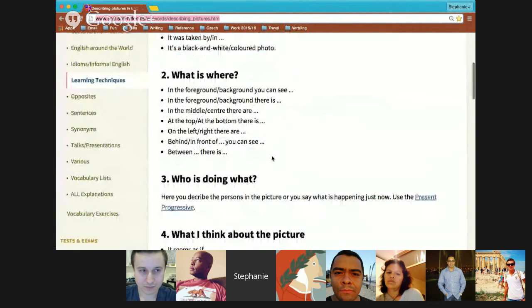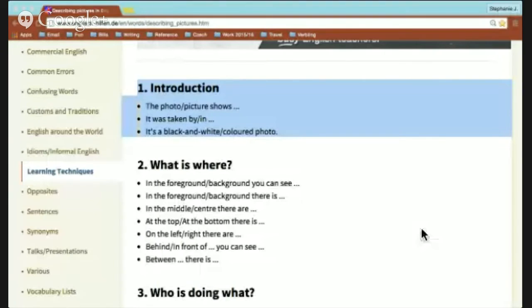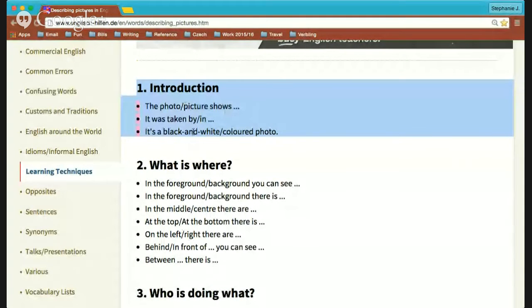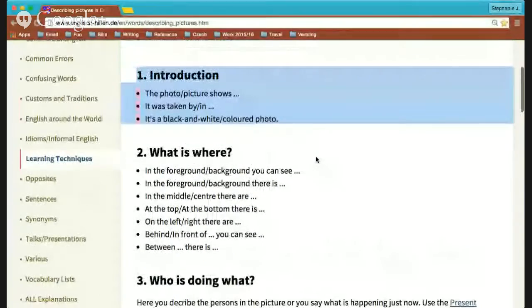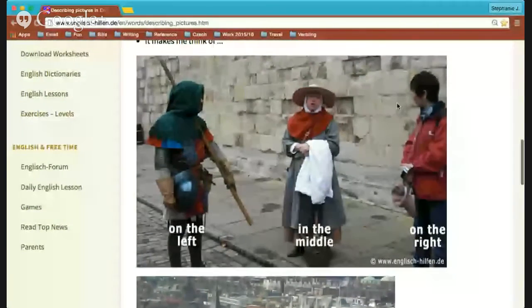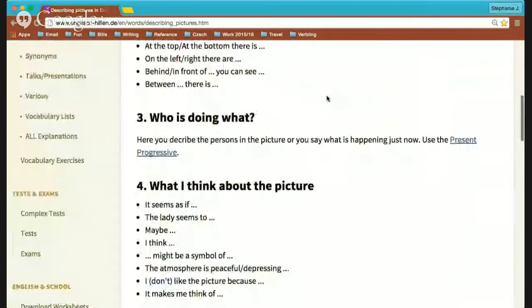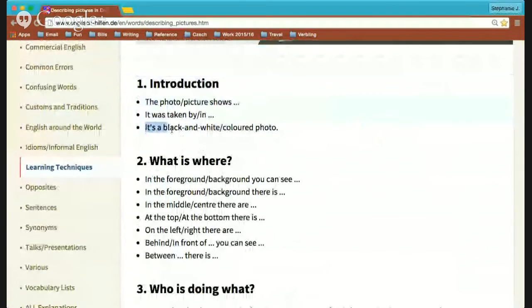All right. So, first, there are some phrases to help you introduce the photograph. So you might start speaking by saying, the photo shows 3 people standing in the street. Or it was taken by another tourist. So those are useful. You could also talk about it's a black and white photo, or it's a colored photo.